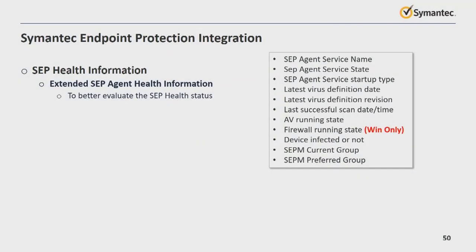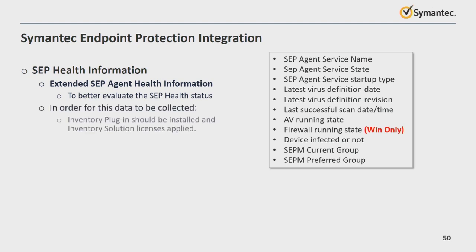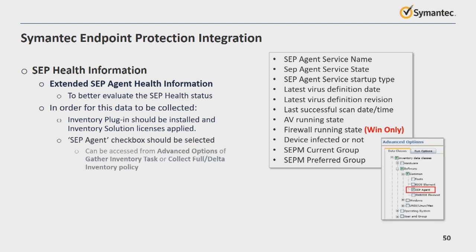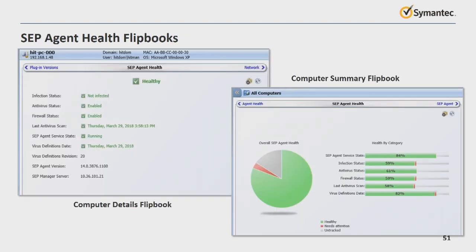SEP health information, we had it in 8.1. We added a few attributes. This is the list of all of the things we're gathering now. Okay. So you need to have the inventory plugin. Obviously, it has to be on your machines. And you have to make sure in any of your inventory policies you turned on SEP agent, the checkbox within the parameters of inventory. So once you do that, what do you get?